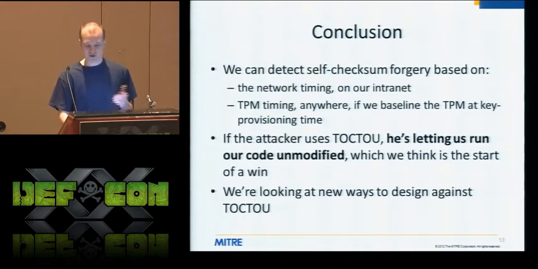All right, so in conclusion, what we've basically shown in this work is that we have a more practical system, which runs on Windows XP and Windows 7. We have a system where we can detect if you're modifying our self-checking code, detect it on the intranet based on the round-trip time, and we can detect it, sort of arbitrarily, based on the TPM trusted stopwatch if we baseline the time for your specific system. We know that the attacker can get around it with talk-to attacks, but the key point is, if he's doing a talk-to attack, our code is unmodified. So in the academic sense, we've won, but we're still concerned about this. So we still want to find ways to mitigate talk-to attacks.